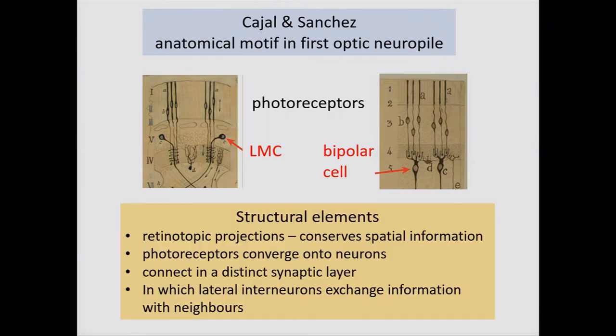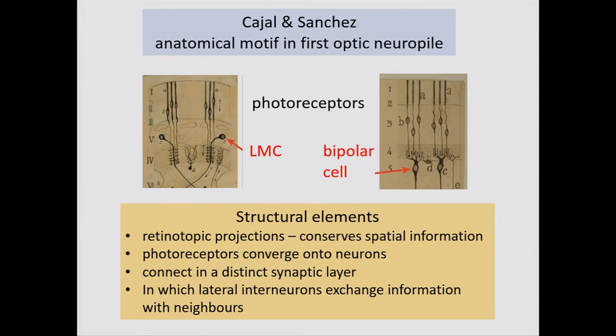And they defined some structural elements to this motif. The defining structural elements were that it received the inputs from the photoreceptors. Several photoreceptors would generally converge onto one postsynaptic interneuron called a large monopolar cell, or LMC, in the insect, and a bipolar cell in the vertebrate. They connect at a distinct synaptic layer, so this constitutes a level of processing. It's the first level of processing in the visual system. And within this layer, there are interneurons which carry signals sideways. So they're carrying signals that enable you to compare the intensities, or use intensity signals from one little patch of the retina to code the intensity at a little adjoining patch.